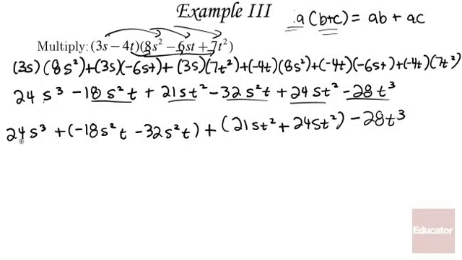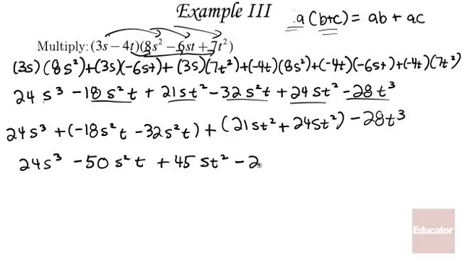Then it's just a matter of adding everything up. And it's 24s cubed, minus 18 and negative 32 comes out to negative 50s squared t. 21 and 24 is 45st squared, minus 28t cubed.